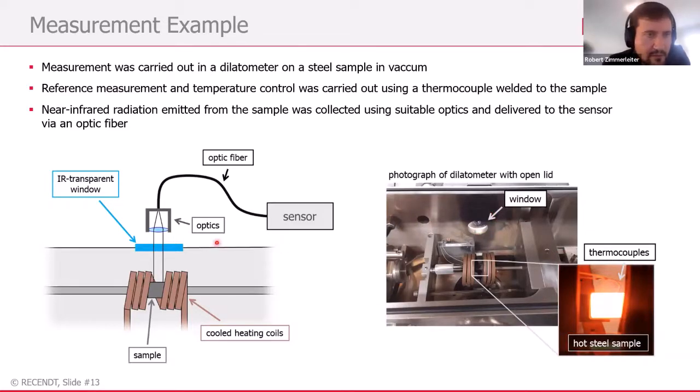You can see the window also in the schematic. It's an infrared transparent window. Outside of it, we have the optics and an optic fiber guiding the light to the sensor. And the near-infrared radiation was measured using this sensor. I want to show you the 3 different sensing methods, namely the integrative measurement, the 2-point, and the spectral measurement. All of this data that I'm going to show you now was measured with the exact same setup. So there was no change in optics or in heating or in thermocouples or anything, in order to give a better comparison.